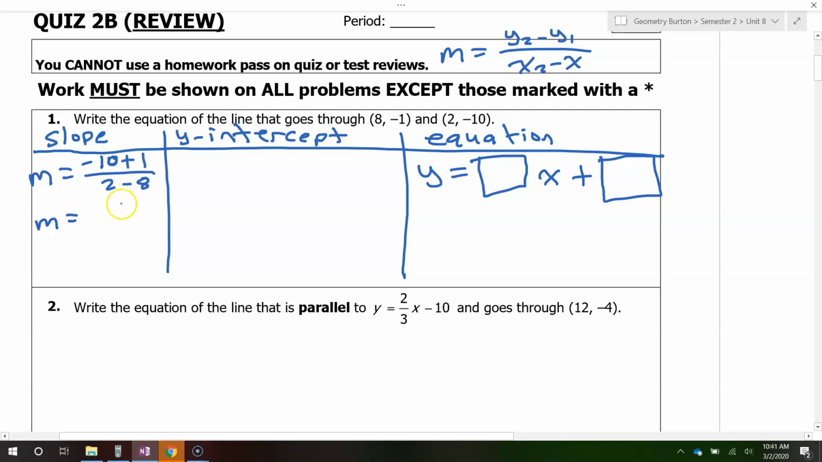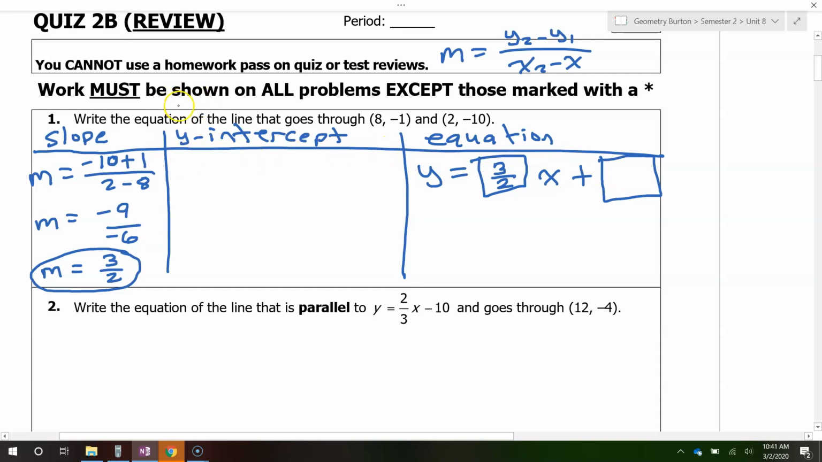So this will give me the slope. I'm going to have negative 9 over negative 6. And this is going to reduce down to 3 over 2. Positive 3 over 2. So this is the slope. All right, that means I will have 3 over 2 right here in this box. So the only thing I need to find now is the b value, the y-intercept. And that's what we're going to do right here.